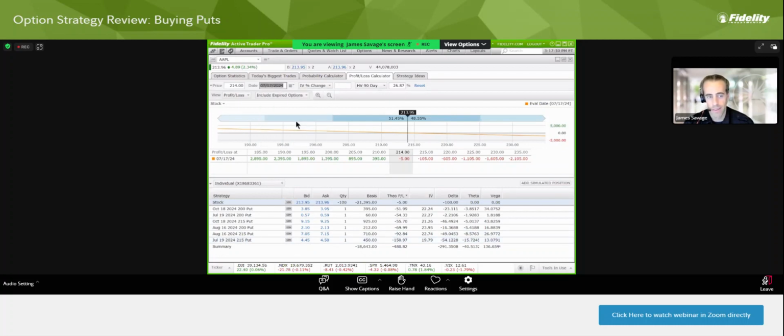Now back to that 3 weeks example, because realistically nothing really changed here. What if we get a little bit of a move? Apple 213, 210 isn't much, but a little bit of a move.